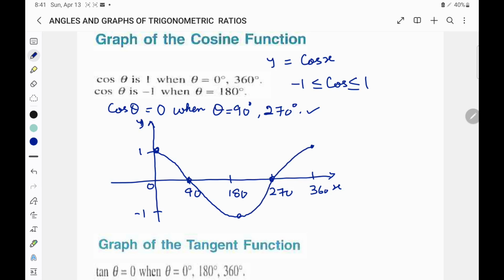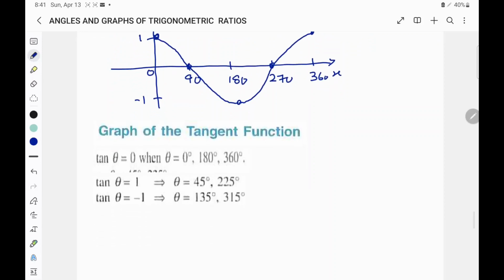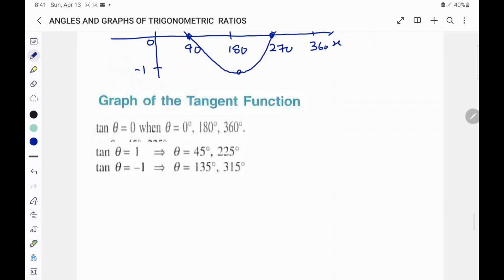So this is the basic graph of y equals cos x. Now the graph of the tangent function. Tan theta is 0 whenever your angle is 0, 180 and 360 degrees. Tan theta is 1 whenever the angle is 45 and 225, and tan theta is -1 whenever it is 135 and 315 degrees.